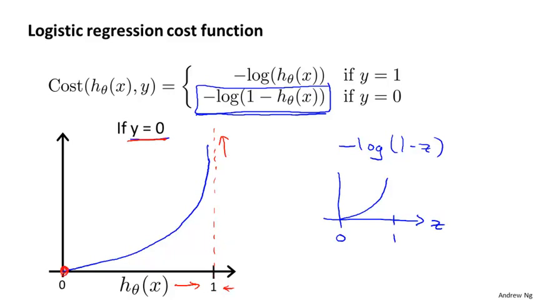And conversely, if h of x is equal to 0 and y equals 0, then the hypothesis nailed it. It predicted y is equal to 0, and it turns out y is equal to 0. So at this point, the cost function is going to be 0.